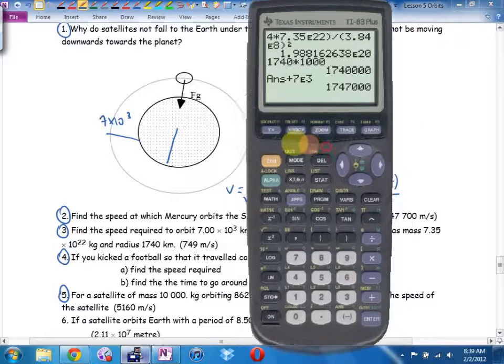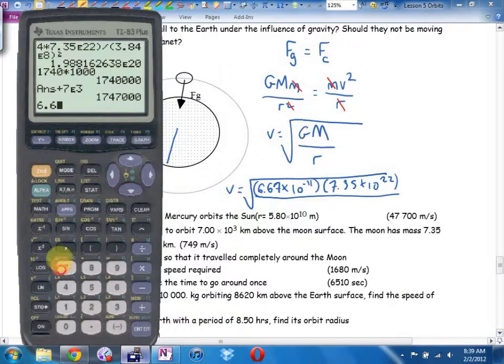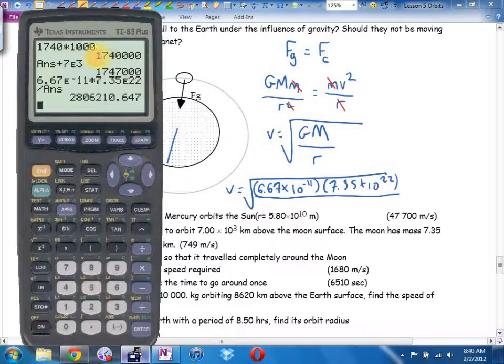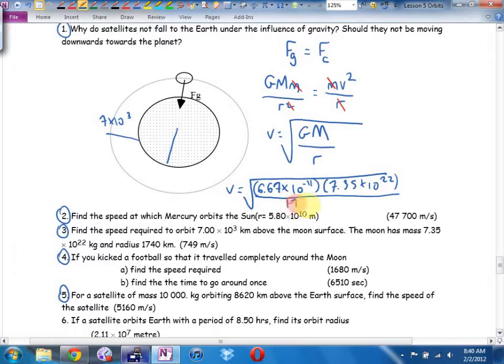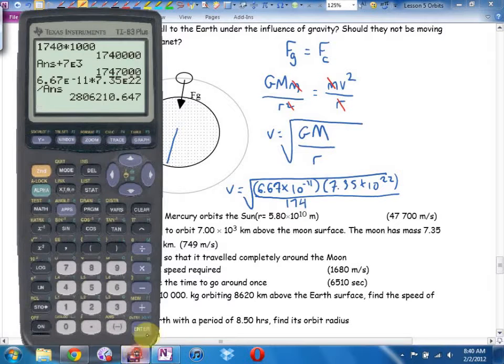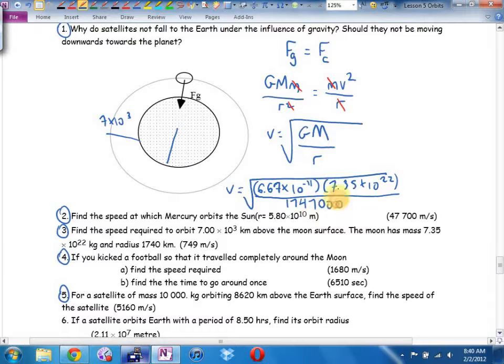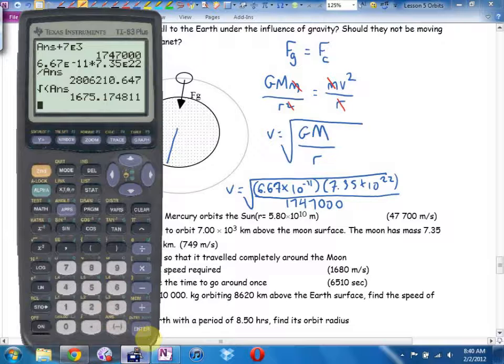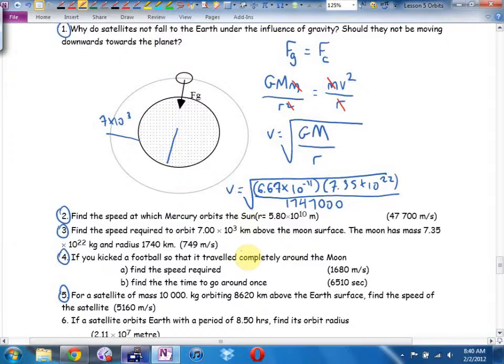So I should be able to go 6.67 times 10 to the negative 11 times 7.35 times 10 to the 22 divided by my previous answer. I'll write down the radius before I forget: 1747 and three zeros. Square root of this, the answer is 1670. So why am I getting something different?